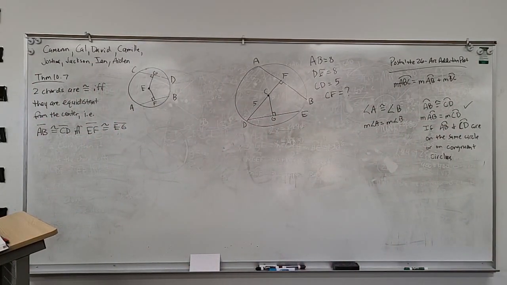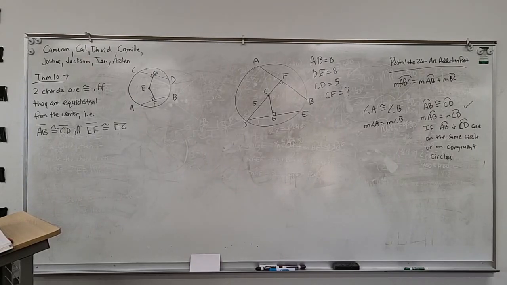All right, so how is theorem 10.7 going to help us answer that question? Theorem 10.7 is about two chords being congruent. Do we have two chords that are congruent? I'm seeing some head shaking no, but I'm also seeing some head shaking yes. AB and DE. Are AB and DE both chords?